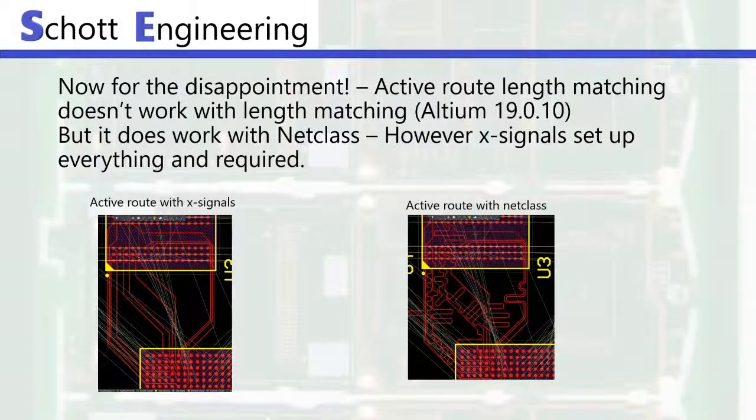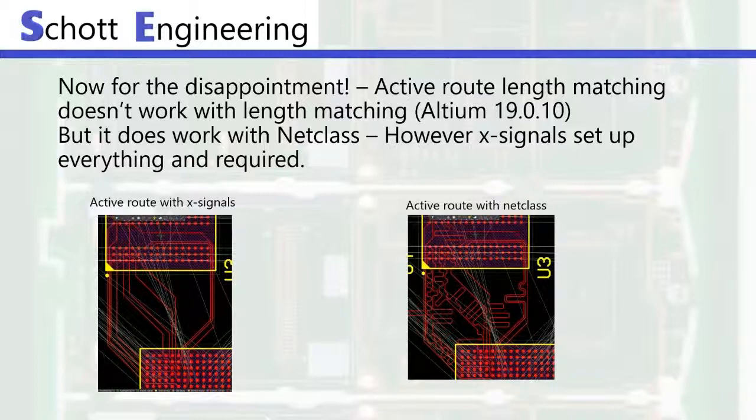Now for the big disappointment. Active route length matching doesn't seem to work in Altium 19.0.10. At least that's the version I'm running with. And I verified this with Altium customer support. But it does work with net class. But the X signals that you set up have everything required.